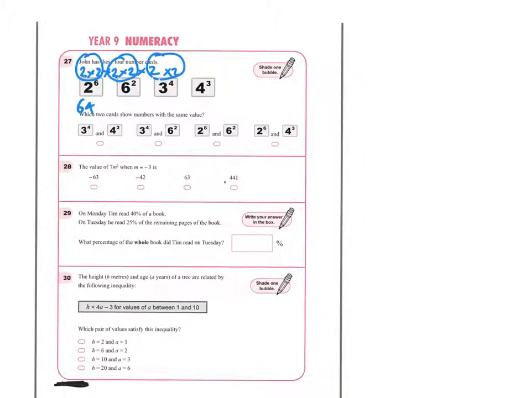6 to the power of 2 is the same as 6 times 6, which is 36. 3 to the power of 4 is the same as 3 times 3 times 3 times 3, and you can group them. So 3 times 3 is 9, 3 times 3 is 9. So 9 times 9 is 81. So 81. A different way of solving it again.